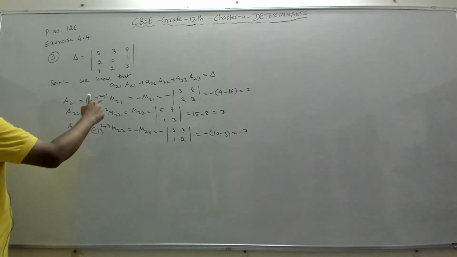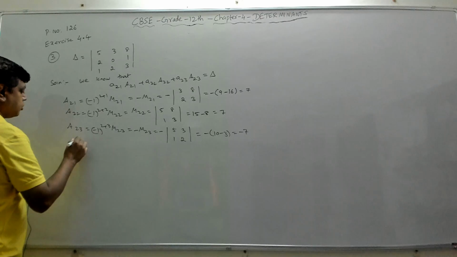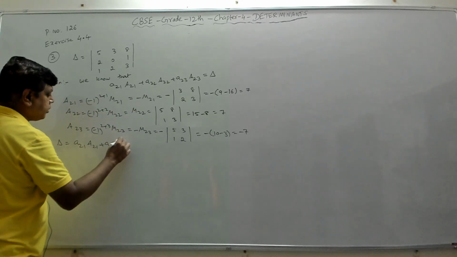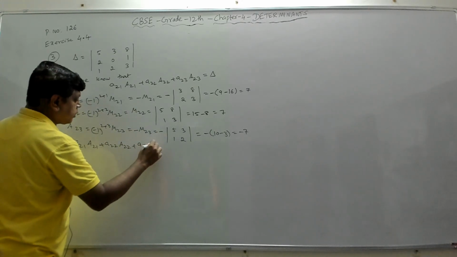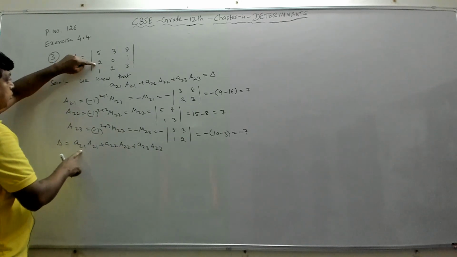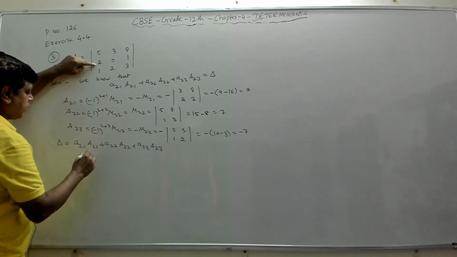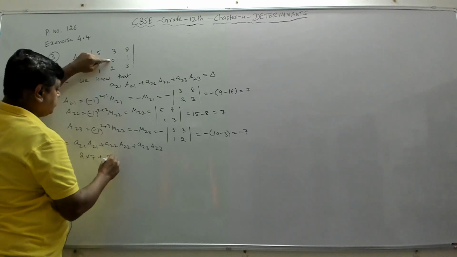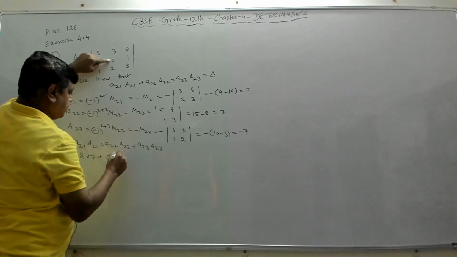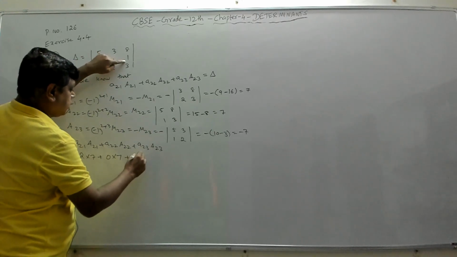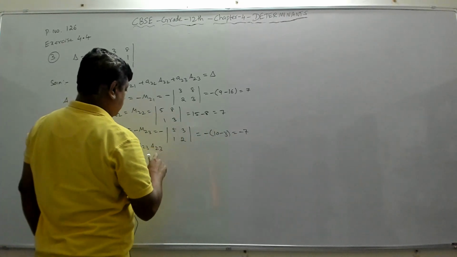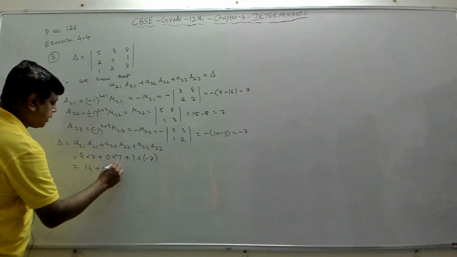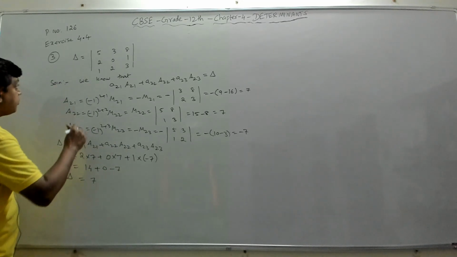Fine. Now let's do this. So A12, so delta will be equal to a21 into capital A21 plus small a22 into capital A22 plus small a23 into capital A23. So small a21 is what? 2 into A21 is 7, plus again a22 is 0 into capital A22 is 7, plus a23 is 1 into A23 is minus 7. So that will give you 14 plus 0 minus 7, which is 7. So the value of the determinant is 7.